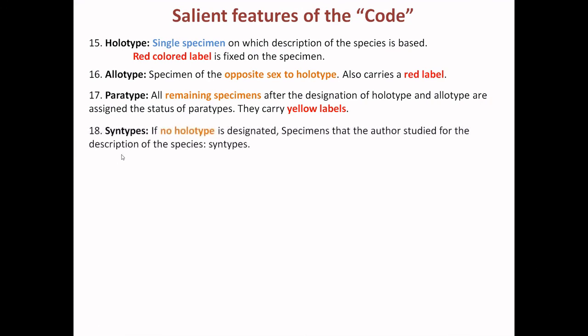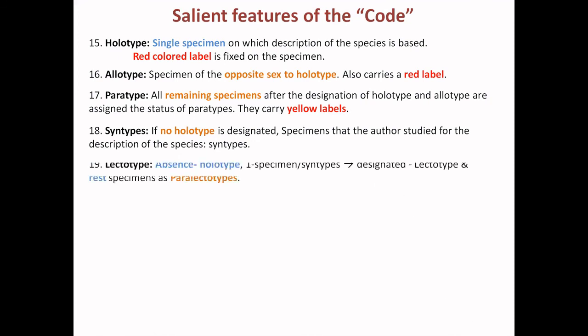Next is the syntype. If no holotype is designated, suppose the researcher did not find any one specimen that properly characterized the entire organism. In that scenario, the specimens that the author studied for the description of the species are the syntypes. So the specimens studied for the description of the species are the syntypes.